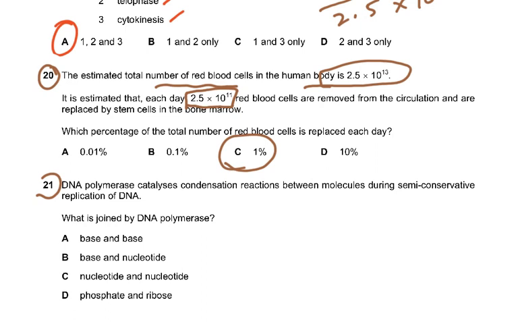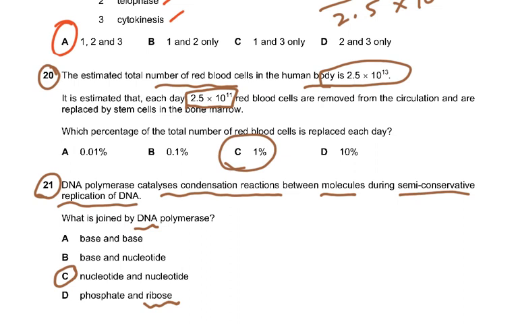Now it says question number 21, DNA polymerase catalyzes condensation reactions between molecules during semi-conservative replication of DNA. What is joined by DNA polymerase? Base and base, base and nucleotide, nucleotide and nucleotide, phosphate and ribose. Now the catch is always this. Ribose is not found in DNA. DNA is deoxyribose. So that is why the answer is C, nucleotide and nucleotide.